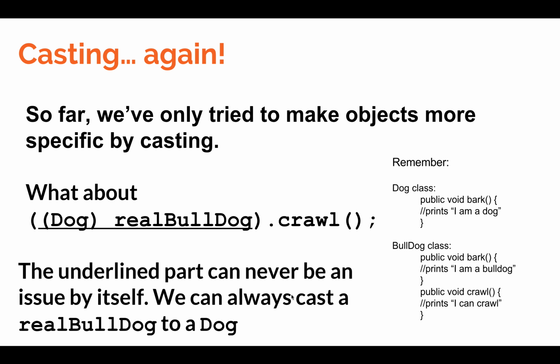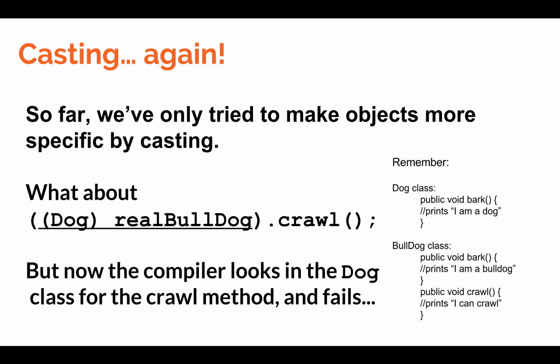Yep, so the underlying part can never be an issue by itself. If you cast something to its superclass, that itself is never an issue. That's fine. It's the stuff you do with that. It's the next part. Now the compiler looks in the dog class for the crawl method and fails.